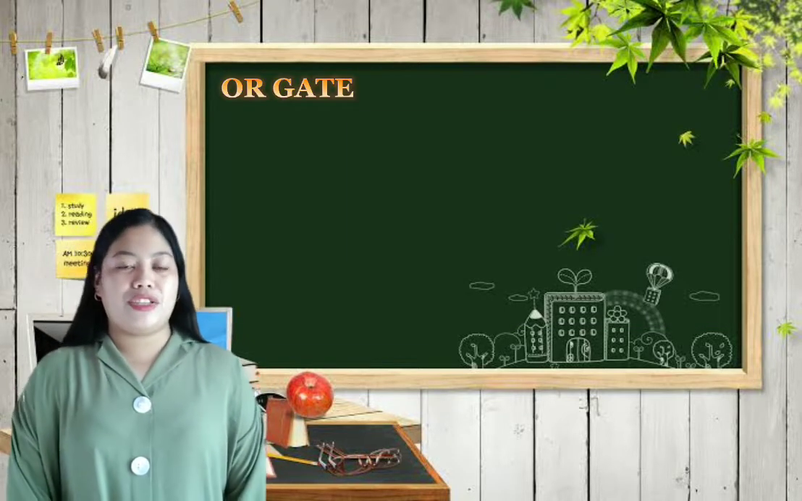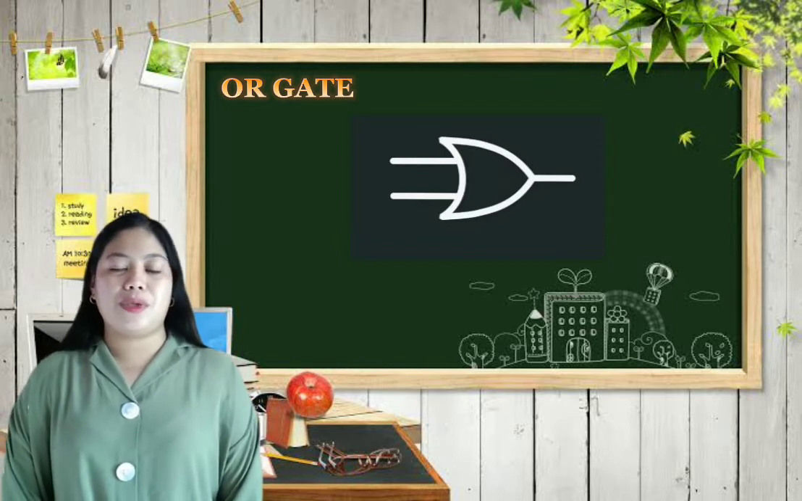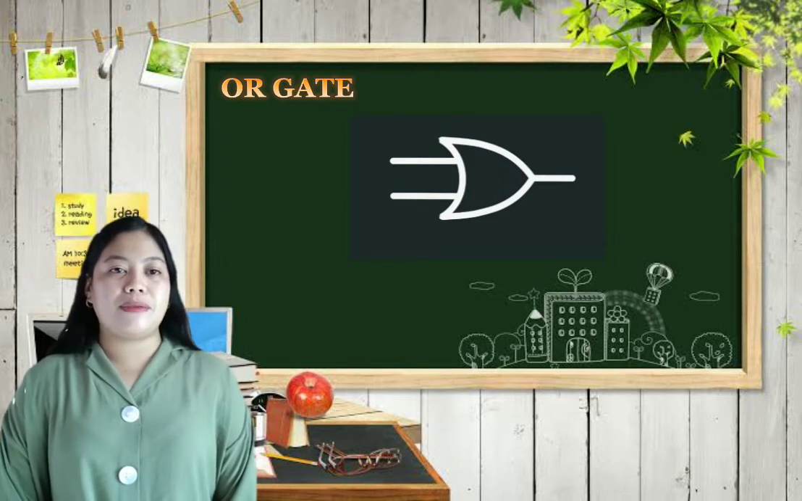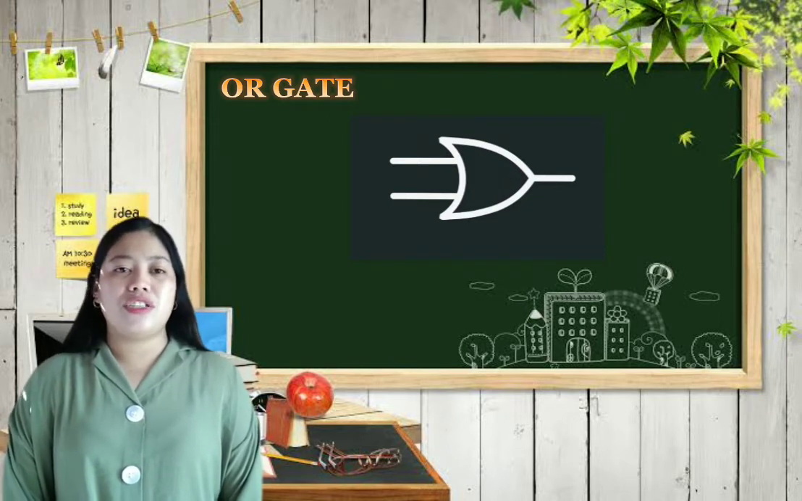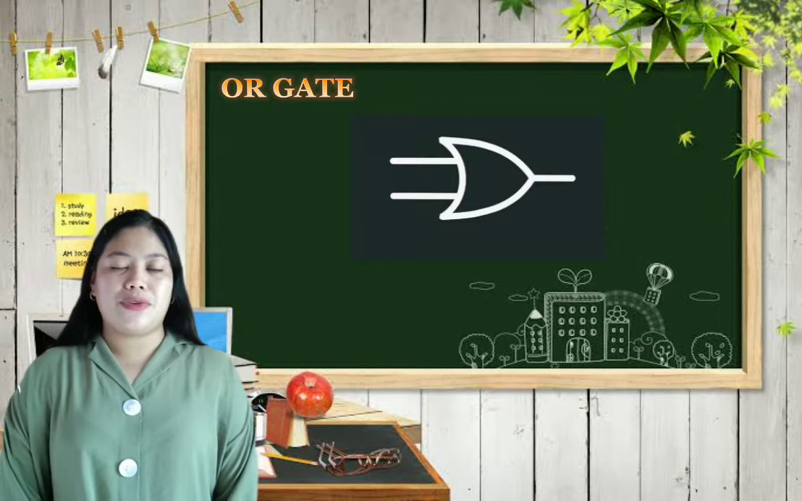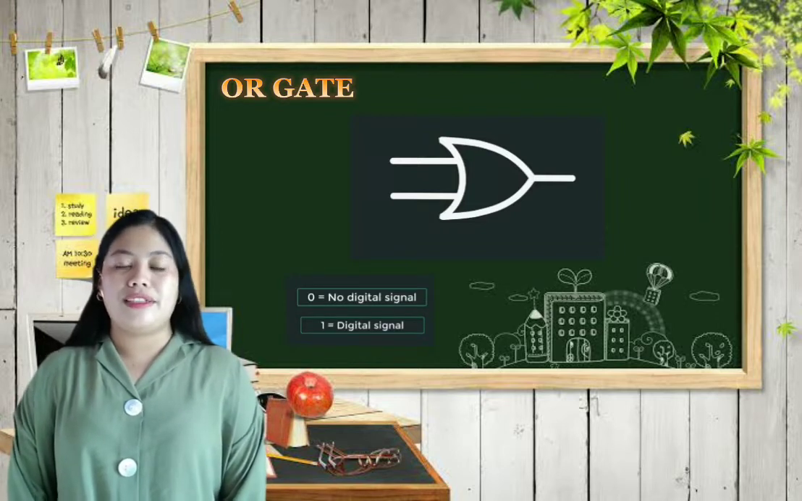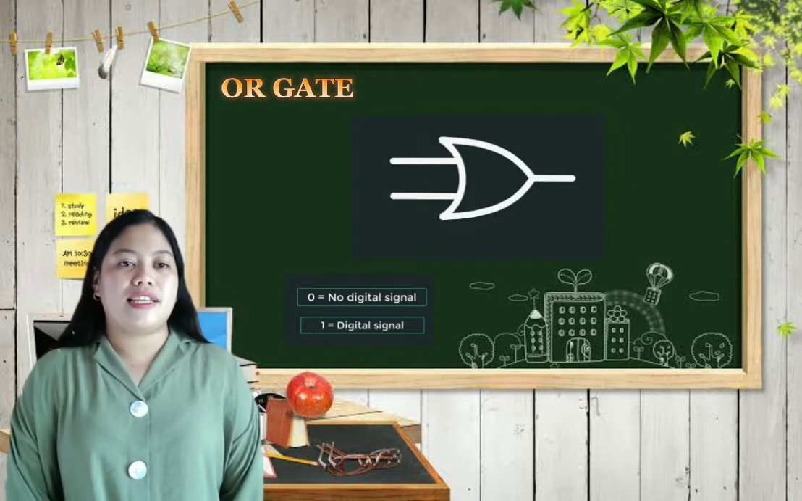This is how OR gate is represented. OR gate has 2 inputs and 1 output. Therefore, there can be 2 raised to the power 2 possible outputs. Usually, digital signals are represented in zeros and ones. 0 indicates no digital signal, and 1 indicates there is a digital signal.